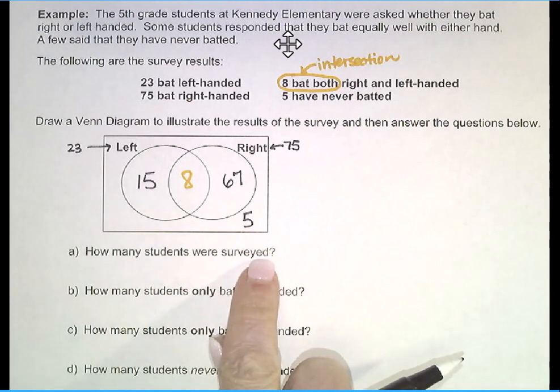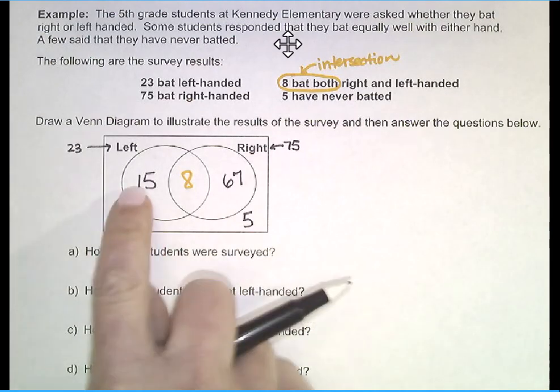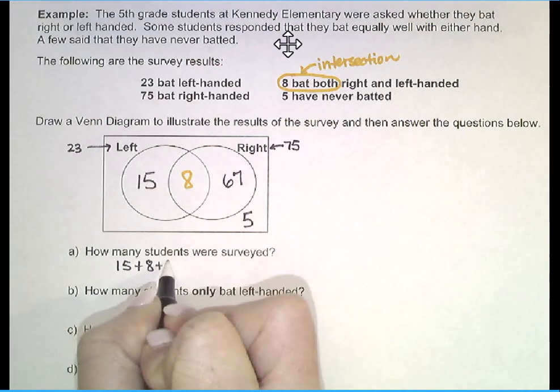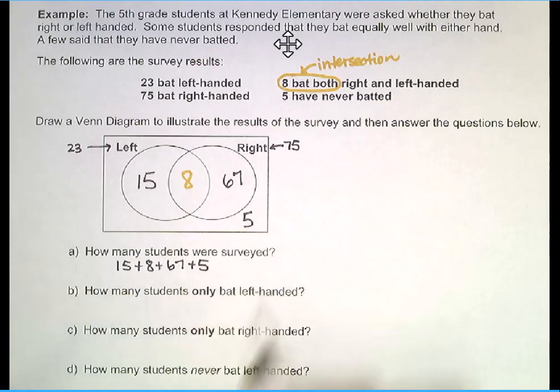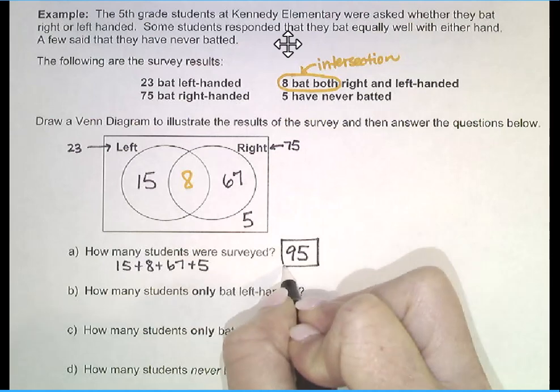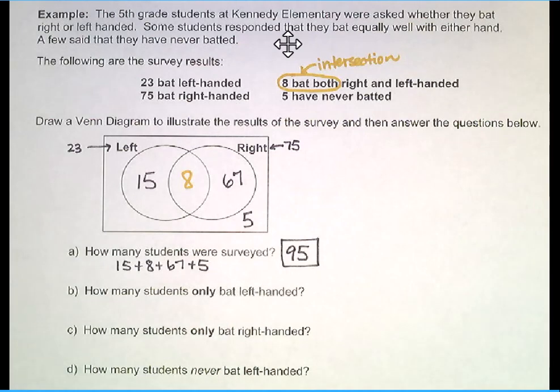So how many students were surveyed? Well, that would be the total number here. So we've got 15 plus 8 plus 67 plus 5. That's what you would add together. And you'll get a grand total of 95. Use whatever calculator you need to use.